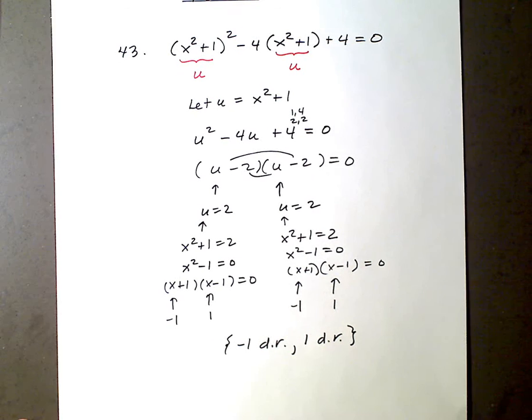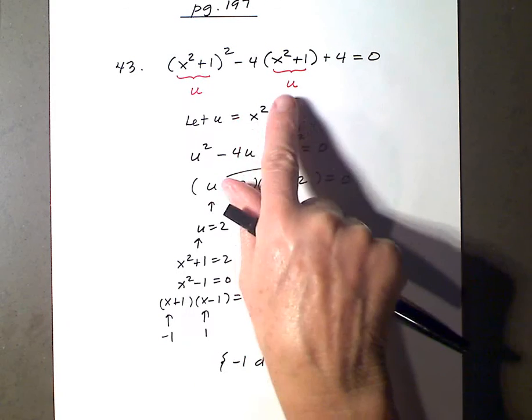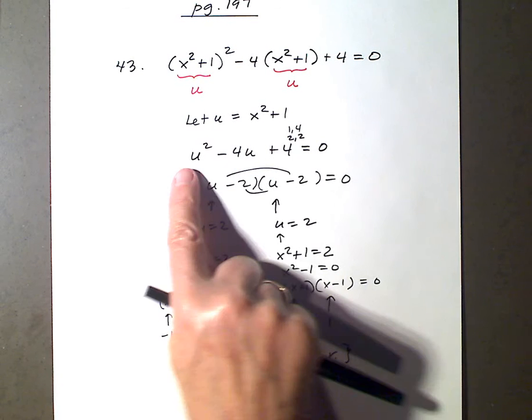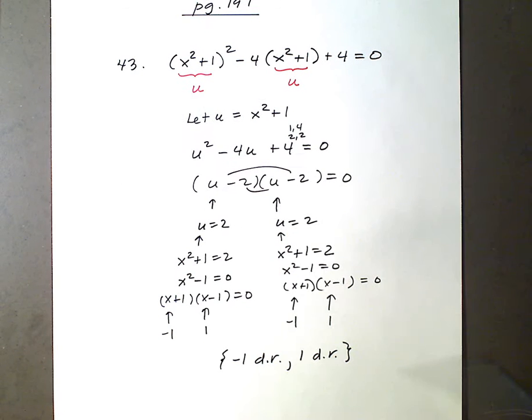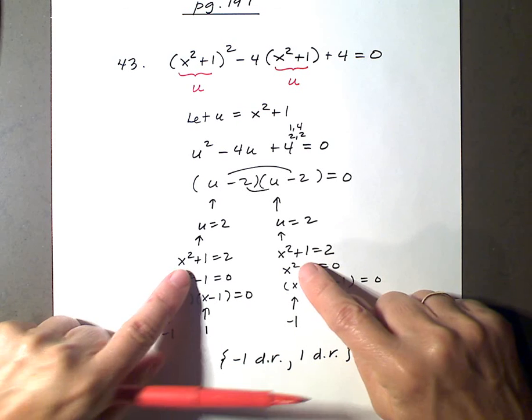And I think that's the best way to attack problems like this. You have to sit and stare at it for a while, and then you can see that you've got the same expression in here, and this is roughly in quadratic form. So you set it up as a simpler problem, solve, and then substitute back your original expression of x squared plus 1. That's it.